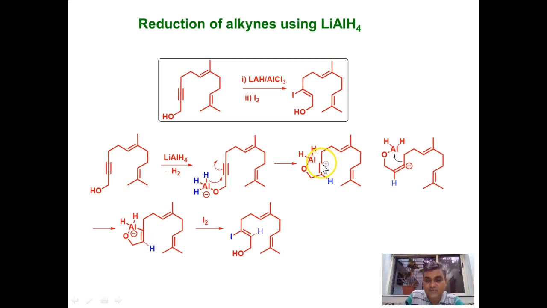This is an sp hybridized carbon atom, so to some extent this hydrogen transfer is promoted, and then we get a heterocyclic compound with aluminum as one of the members. This negative charge is trapped by the aluminum. Its coordination occurs here, and later on iodine cleaves this heterocyclic complex, and we get a vinyl iodide.